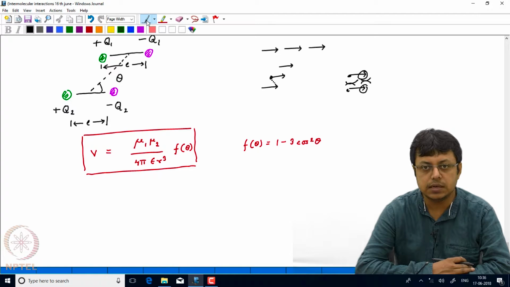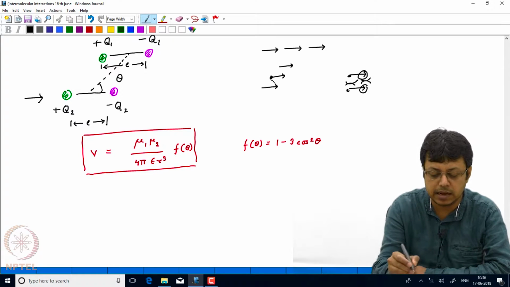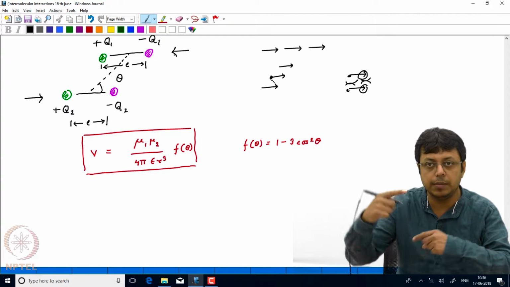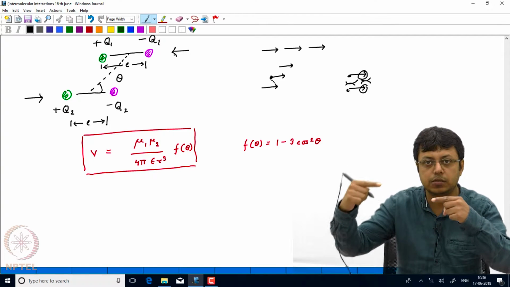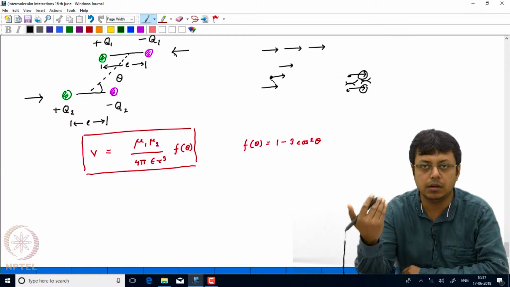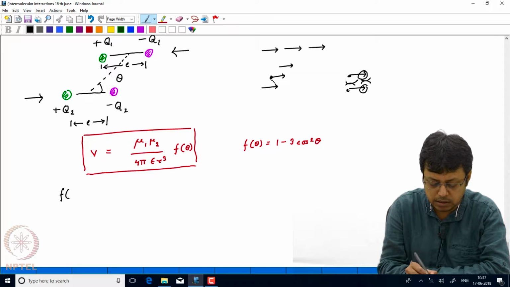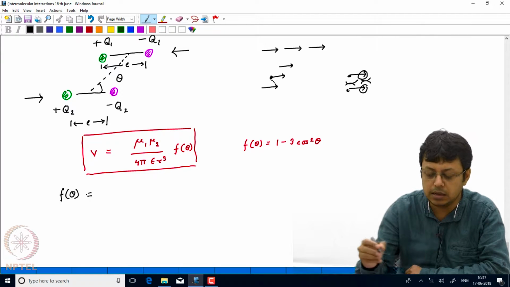So, now the question is, if this one dipole is fixed, suppose this dipole we are keeping fixed, and this second dipole we are basically rotating around the first dipole, keeping the orientation parallel. So, we are just rotating like this. What will be the overall or the average orientation for these two dipoles, or what will be the average of this f of theta? Now, that we can calculate very easily.